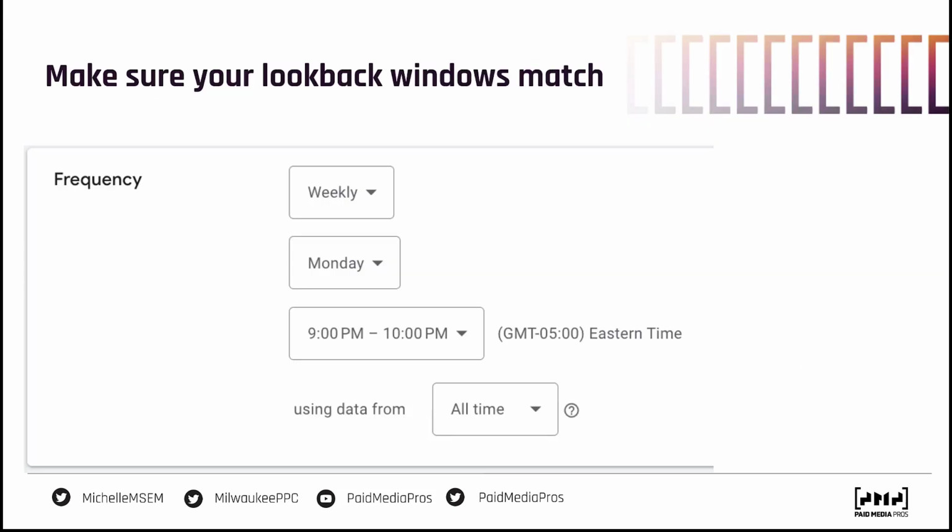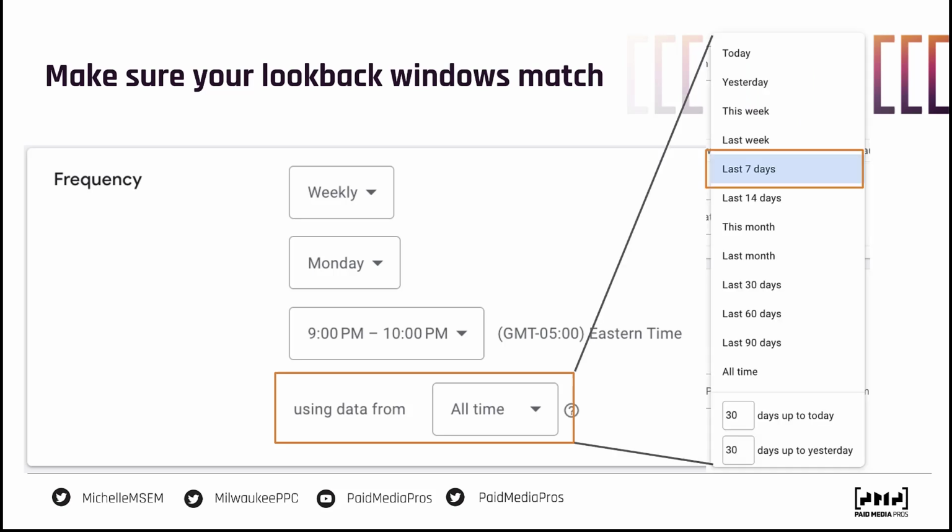The biggest thing you need to do is make sure that your look back window matches the frequency that you're using for the change. So here you can see I have it using data from all time. We want to set that to the last 7 days because the change frequency that we have is to run this weekly. Pretty simple. If you were going to run this change every other week, change it to the last 14 days. If you want to run it once a month, have the look back window be the last 30 days. Super easy. Just make sure that you're matching up the frequency to the data that you're using so that you're optimizing on data only one time around.